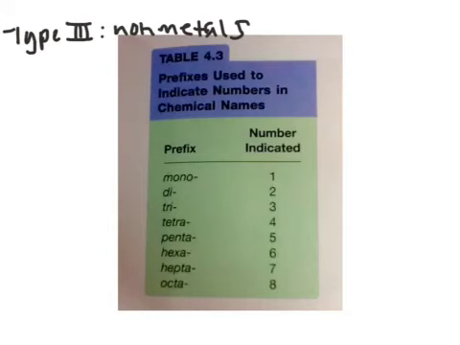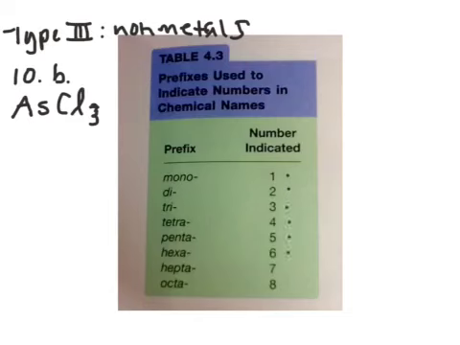Okay, starting with number 10. Okay, 10B, which is AsCl3. Okay, and so the rule with naming these compounds with only nonmetals is you have to use mono for 1, di for 2, tri for 3, tetra for 4, penta for 5, hexa for 6, hepta for 7, octa for 8. Okay?